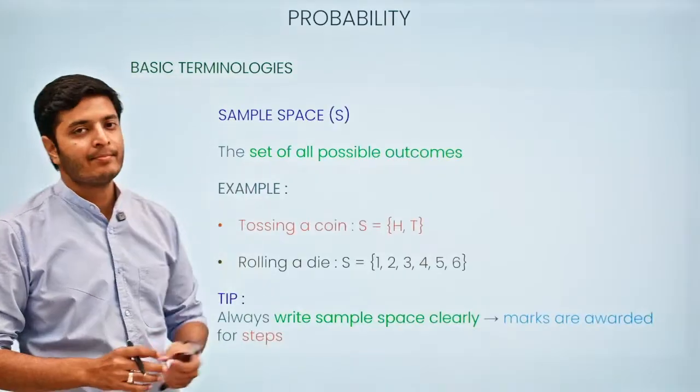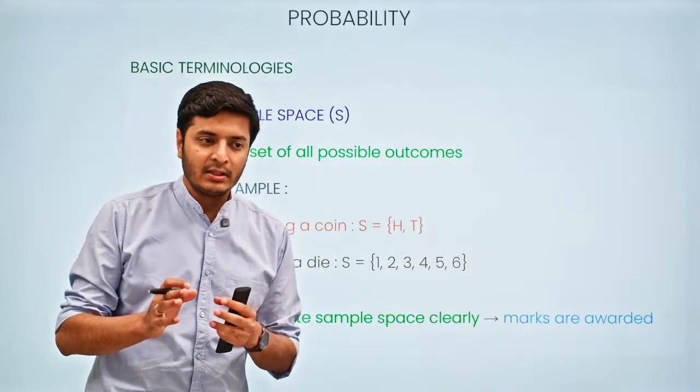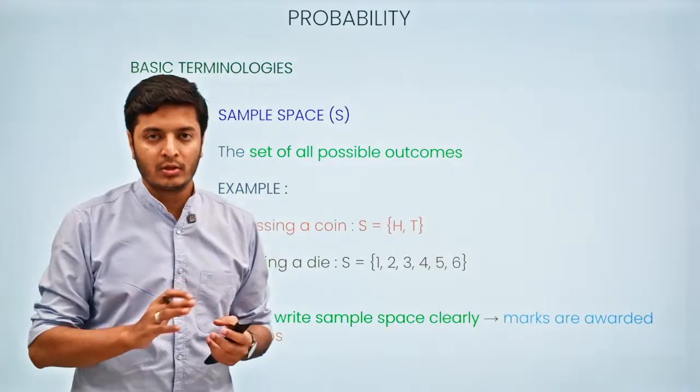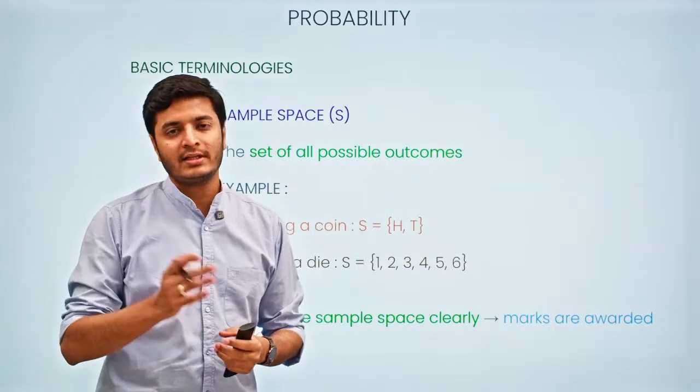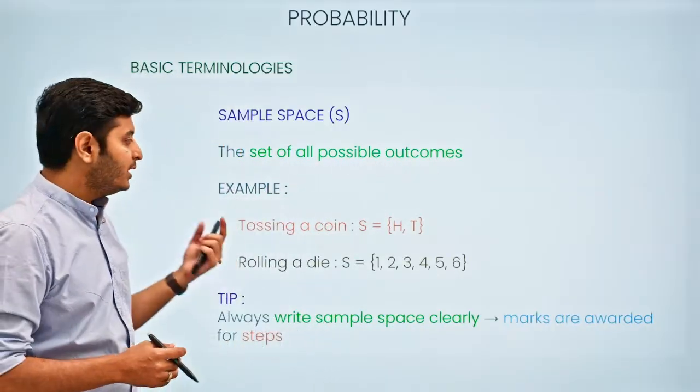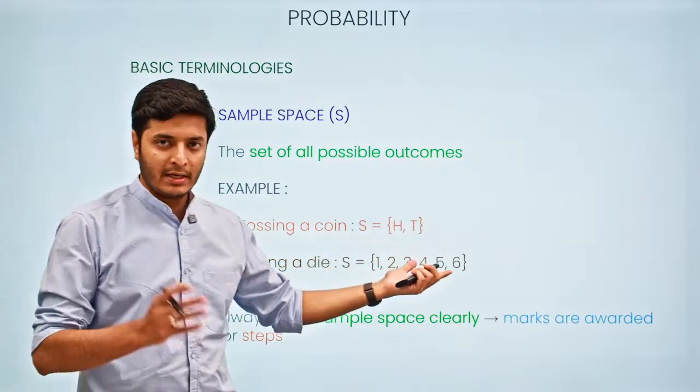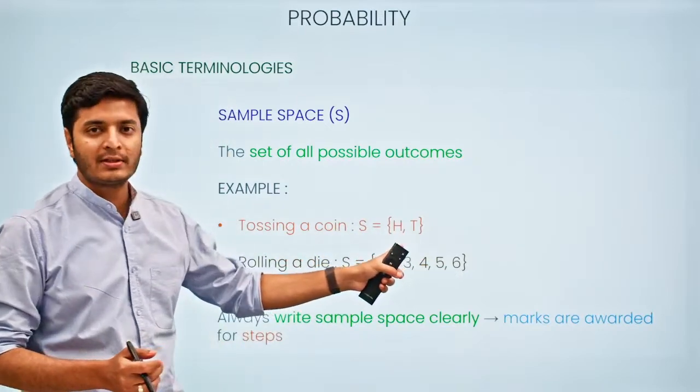Then sample space. Sample space is related to outcomes somehow. The set of all possible outcomes is known as the sample space. So in the case of tossing a coin, there are only two outcomes, heads and tails. So we are going to write the sample space like this.